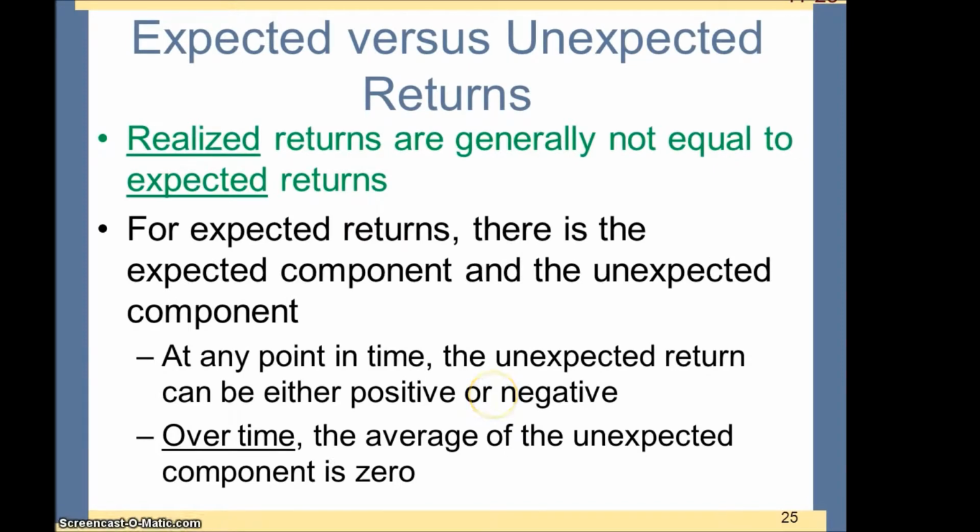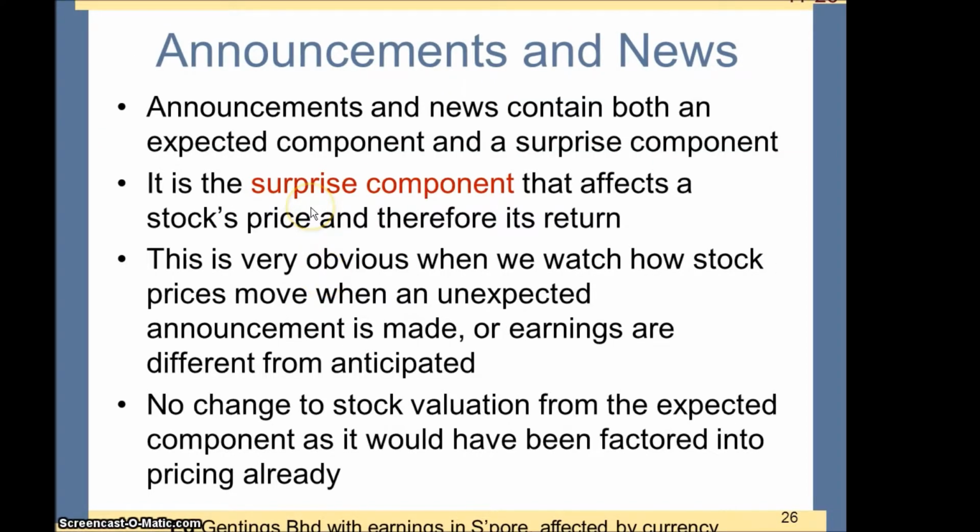Okay, now we go to expected and unexpected returns. Expected and unexpected returns are different. For realized return, they are not equal to expected returns. Realized means you already got the return. There's your return. For expected return, there are two components. The first component is the expected component, and the second component is the unexpected component. The unexpected component is one that you did not expect to happen. For example, you might have a surprise news, right?